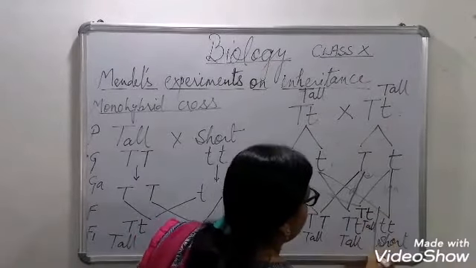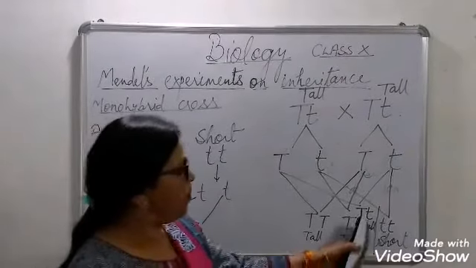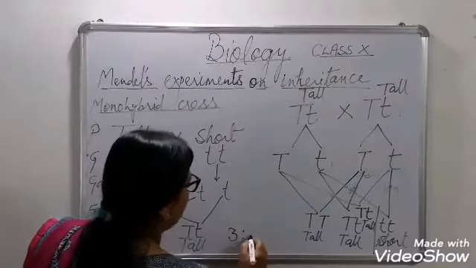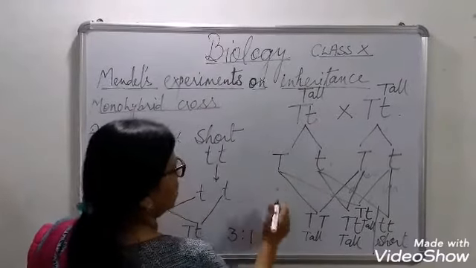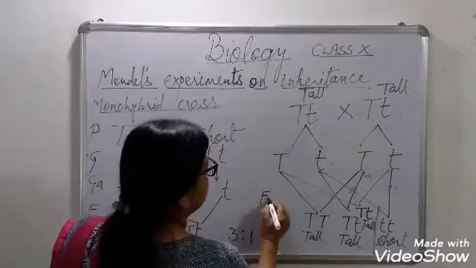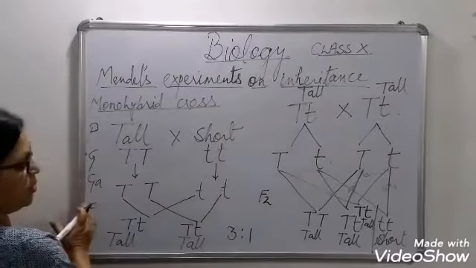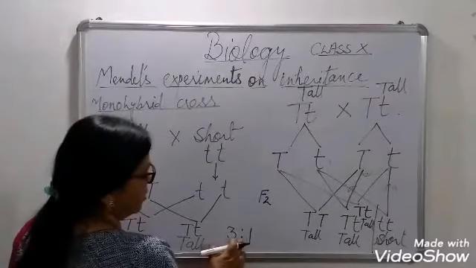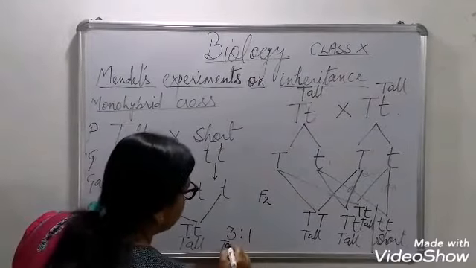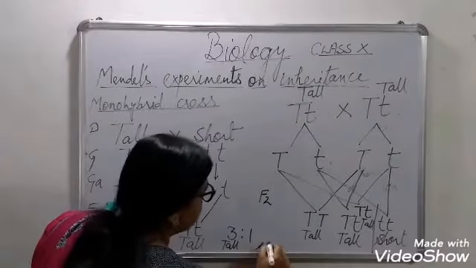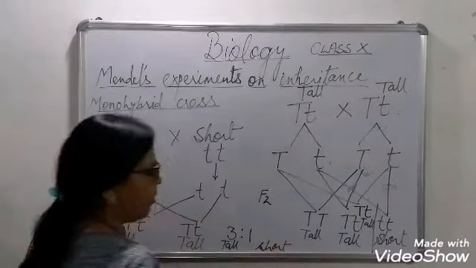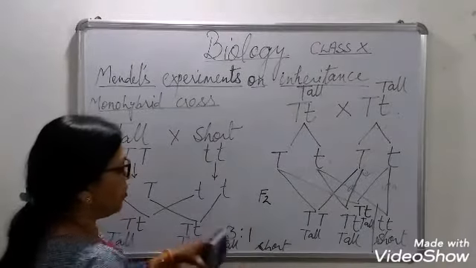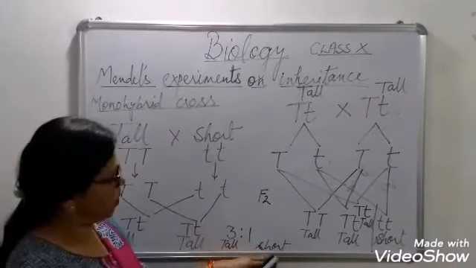Now you can see from here 3 tall plants. So the ratio was 3:1 in F2 generation. This is F2 generation. This was F1 generation. The ratio of F2 generation is 3:1. 3 are tall and 1 is a short plant. This is phenotypically. Phenotypically means we could see 3 plants are tall and 1 plant is short.